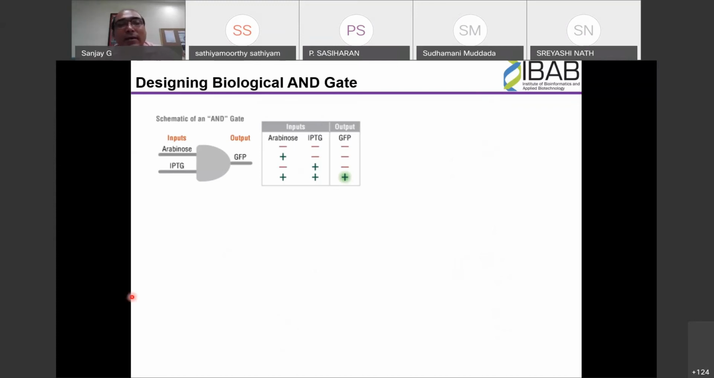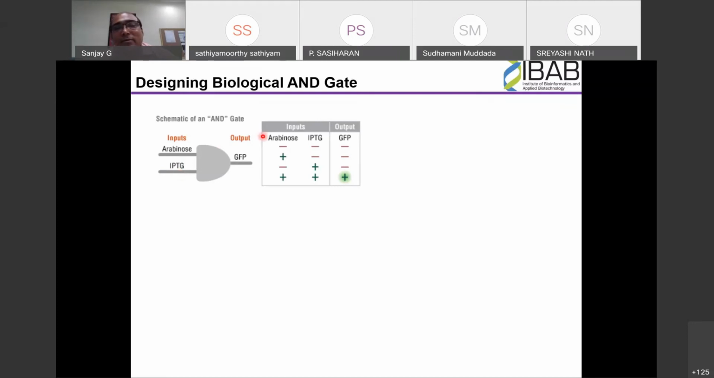So let's think of two inputs. These are again based on inducible promoters, right? We have to always keep in mind that synthetic biology uses a lot of inducible promoters, so you need to work with the inducible promoters and the inducers. Arabinose will bind to an arabinose response element, which will bind to a repressor. IPTG we know inactivates the lac repressor, which binds to the lac operator sequence.